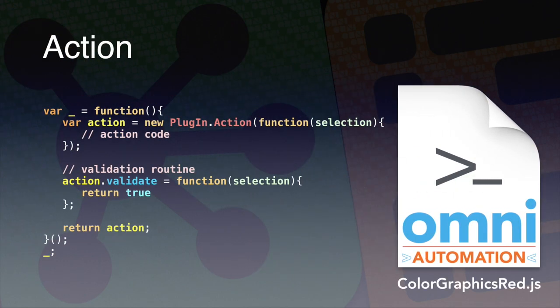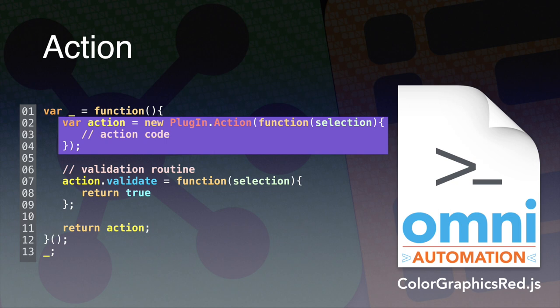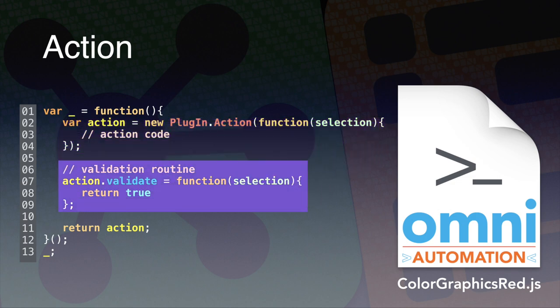And this is what an action looks like. This is the basic outline of an action. You have three components in the action. The first is an instantiation of the action class, and you get passed in the selection automatically. The second is a validation routine that you use to determine whether you want this script to be available or not. For example, are graphics selected in the document? If so, make this available. Otherwise, don't make it available. So that's your validation routine. And then you return the action object to the application so that this all loads into memory once it's instantiated.